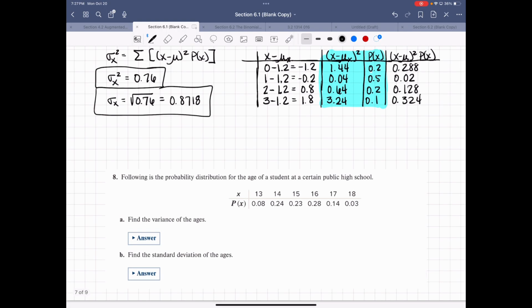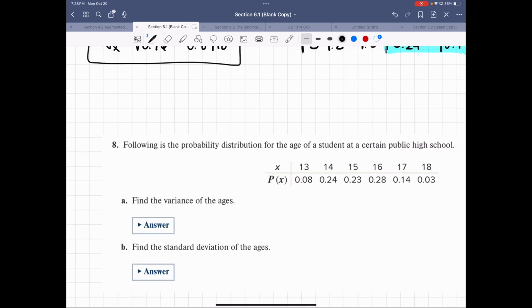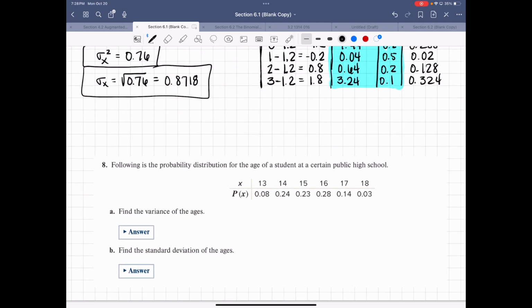The following is the probability distribution for the age of a student at a certain public high school. There's a pretty much 8% chance that the student will be 13. There's a 24% chance that the student will be 14, a 23% chance that they're 15, 16 is 28%, 17 is 14%, and 18 is 3%, which, high school's a little strange. But okay, find the variance of the ages.